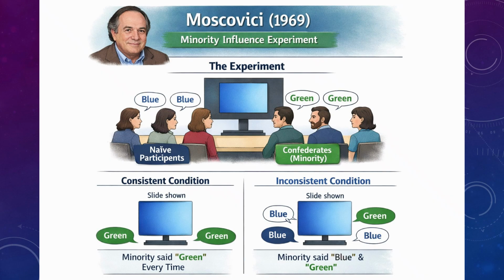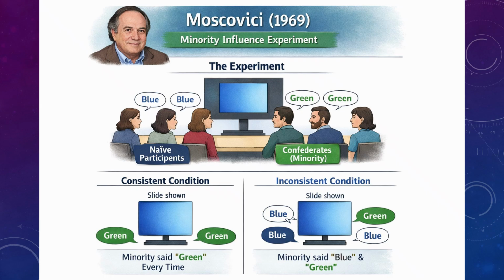So this is the picture I'm going to show you to understand this experiment. This is the slide. These are the confederate actors, the two of them, and these are the actual participants. Initially they said blue, blue. Then if the confederates keep on saying green, green, green, finally the participants accept them and say green. Okay, now they check the inconsistent condition.